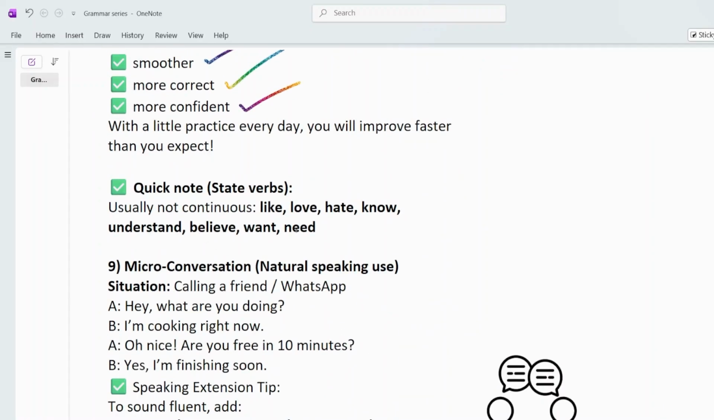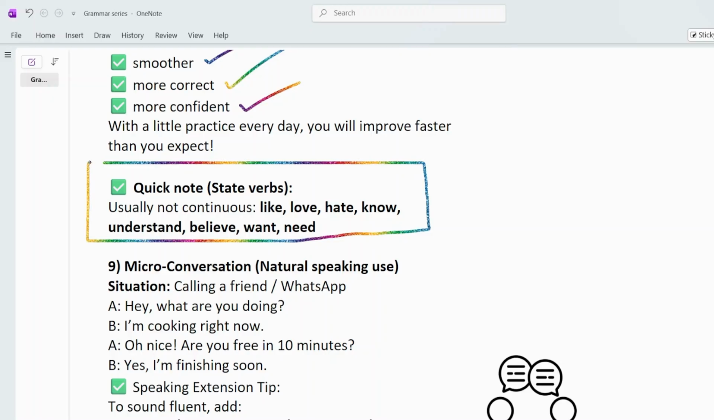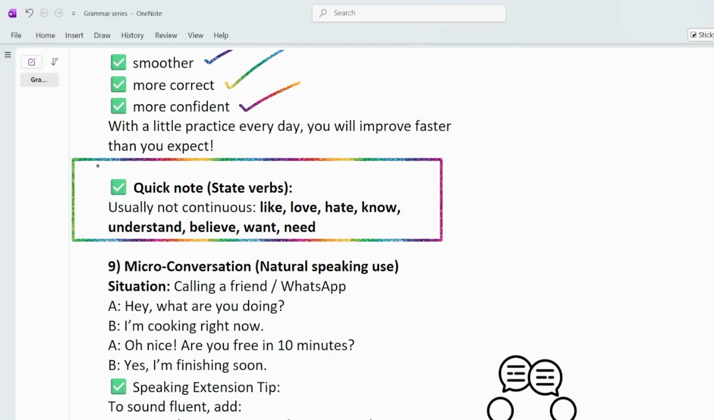Now, as I told you again, this is the same note about the stative verbs. If you want, you can just pause the video and read the highlighted section.